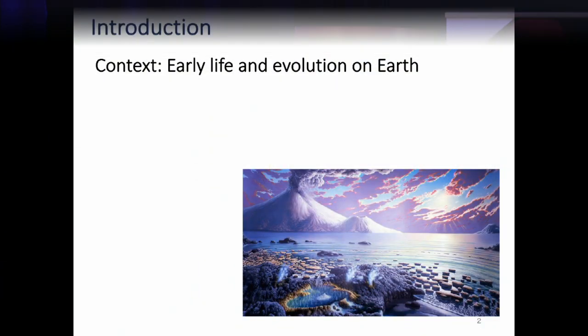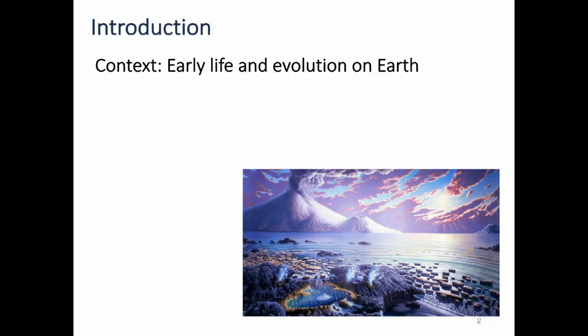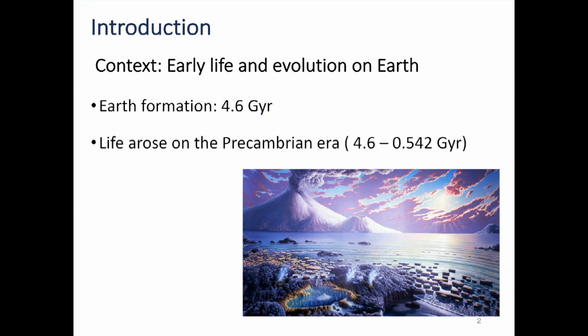So first of all, to put in context, what we have been doing here this morning is to talk about early life and the evolution of life on Earth from the very, very early systems. And we all know that Earth is about 4.6 billion years old, and life arose on the very beginning, on the Precambrian era, and I'm being very cowardly here to put from 4.6 to half a billion years old, because it appeared somewhere there. The data is changing every day, so we never know.